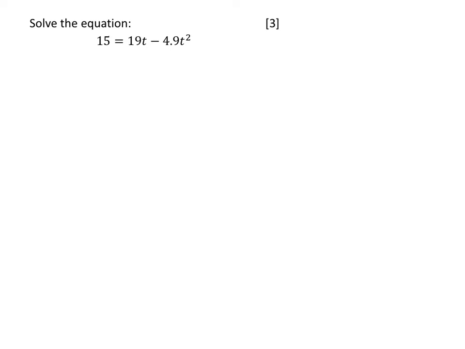So, I've got minus 4.9 t squared, so I'm going to add that, bringing it to the left-hand side. I want to bring 19t to the left, so therefore I've got to subtract it. And the 15 is positive and it's already on the left.